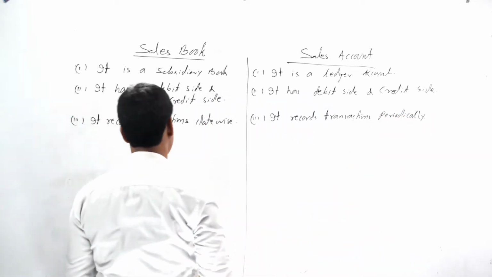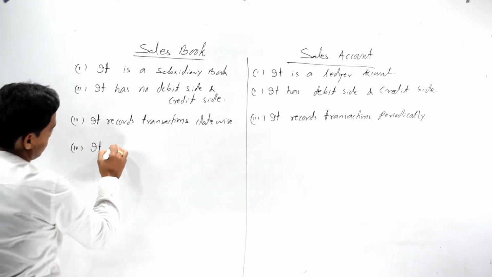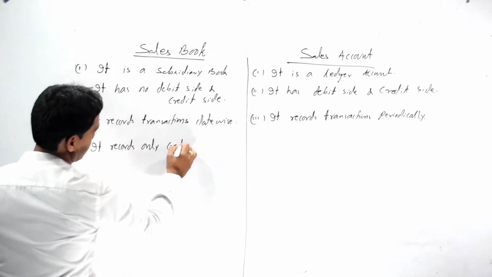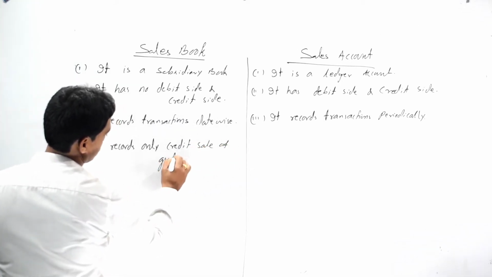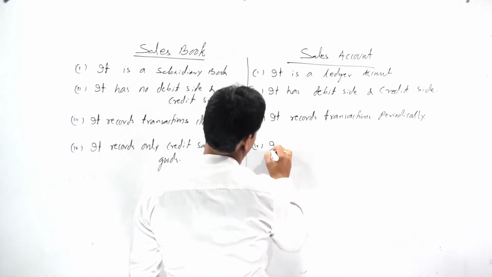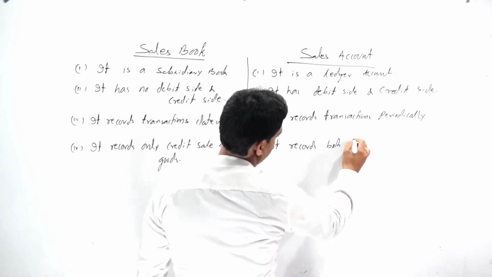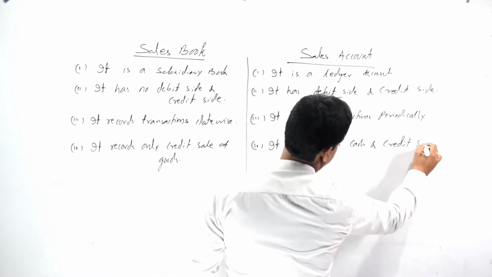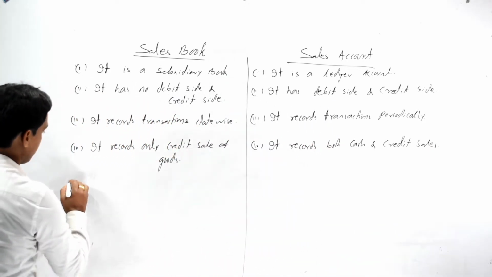Then our fourth difference is our sales book records only credit sale of goods, whereas sales account records both cash and credit sales.